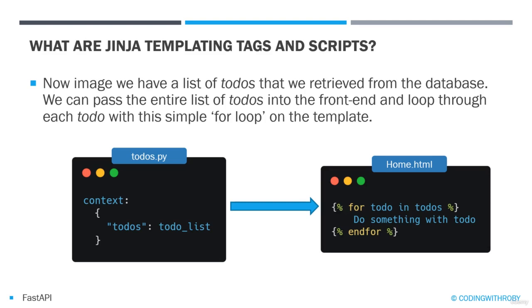And then in the DOM, we want to loop through the list within the HTML file. We also have to specifically say when to end the for loop by saying end for. Another thing you might notice is that our for loop has double brackets and percent signs to start the for loop and to end the for loop.